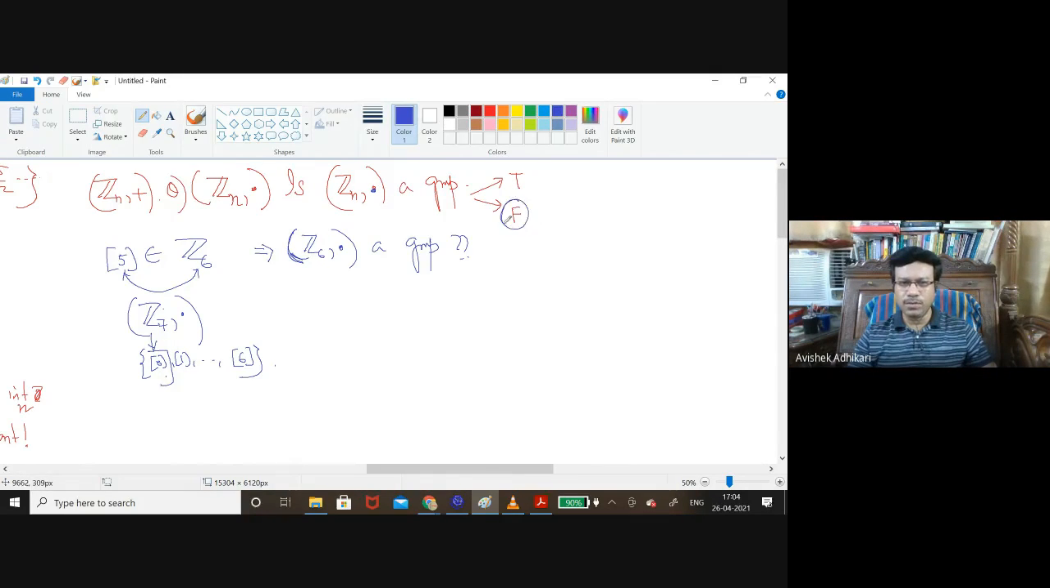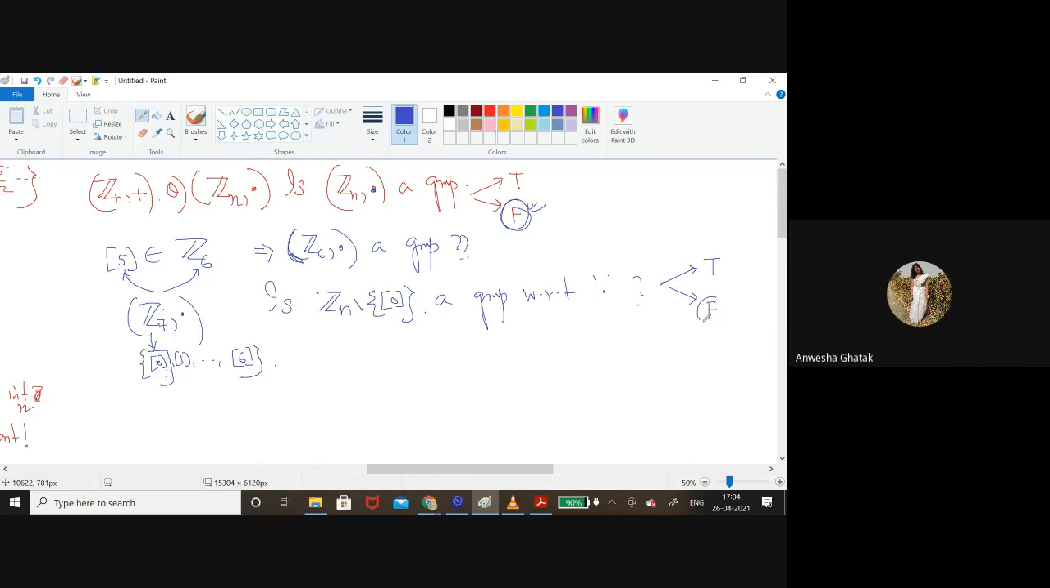So it is false because Zn contains the 0 element, but you cannot have a multiplicative inverse of 0 in Zn. So it cannot be a group. As a result, the answer is false. Now take out this element: Zn minus 0. If I ask you, is Zn minus 0 a group with respect to dot, what would be your answer, true or false? False. Why false?